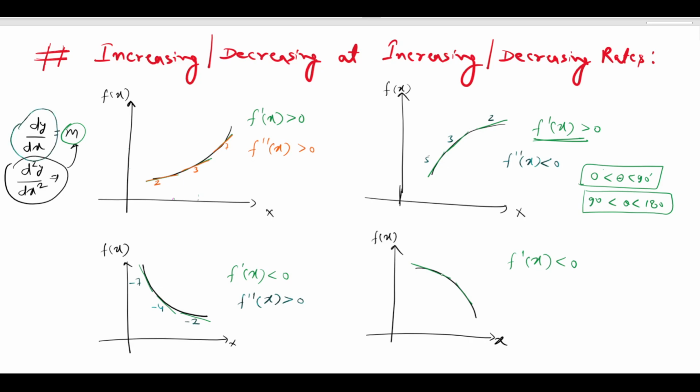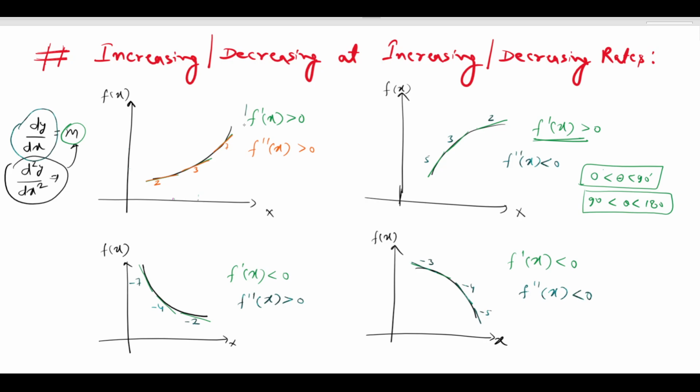Now in the fourth graph, we can clearly see that the slope is negative throughout, but the numerical value of the slope is decreasing as we are going from left to right. For example, here it is, let's say, negative 3, here it is negative 4, here it is negative 5. So we can again say that the second derivative is going to be less than 0 here.